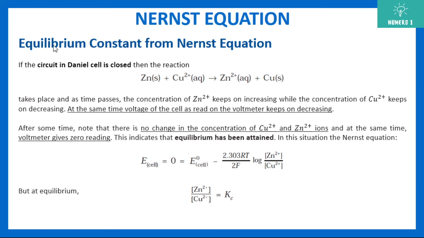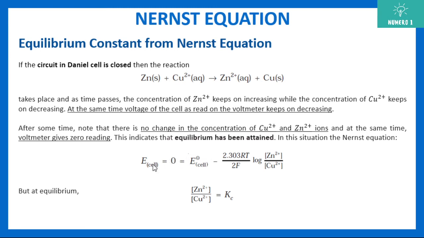Okay, now first of all, what is equilibrium? Equilibrium is when the rate of forward reaction is equal to the rate of backward reaction. Overall, it simply means that there is no net reaction taking place. If there is no net reaction taking place, the cell potential becomes zero.